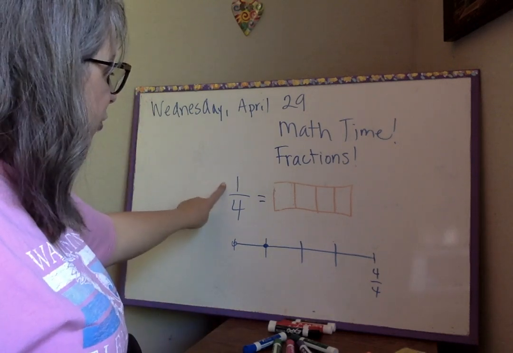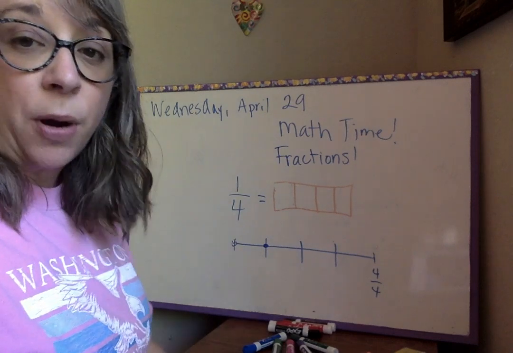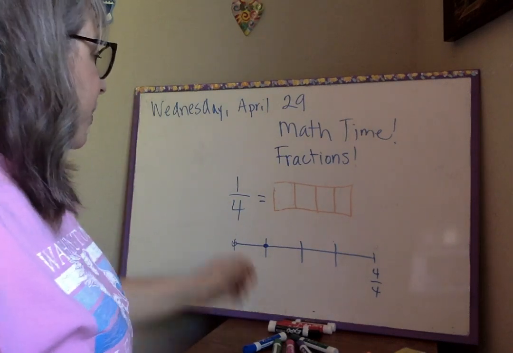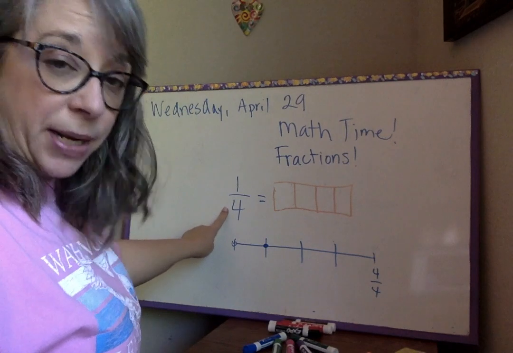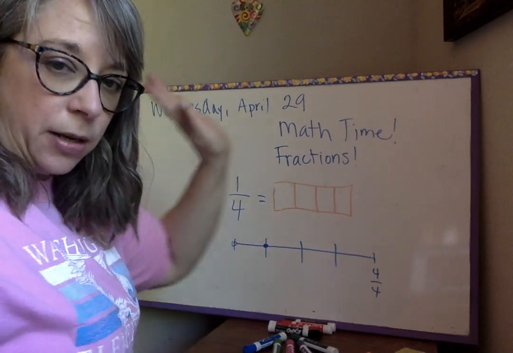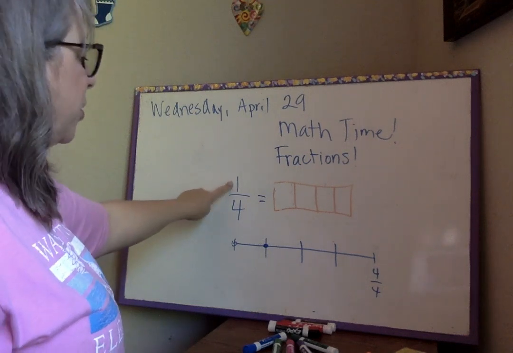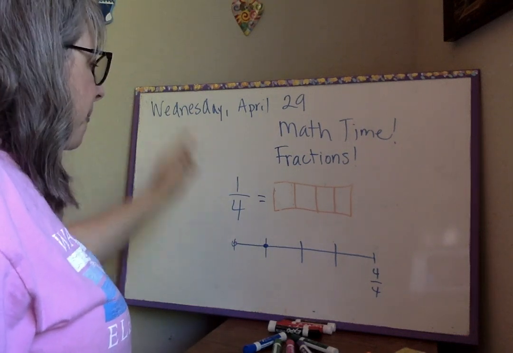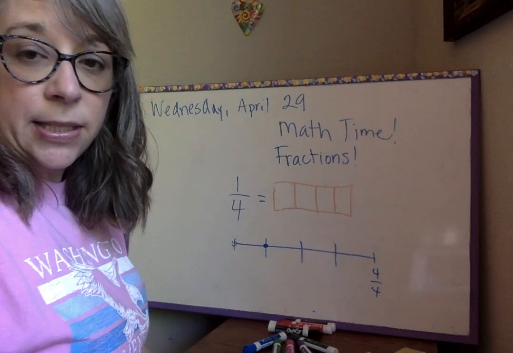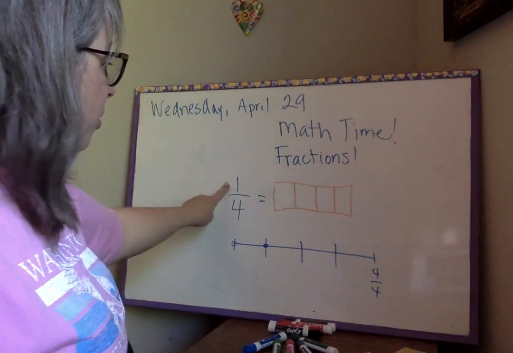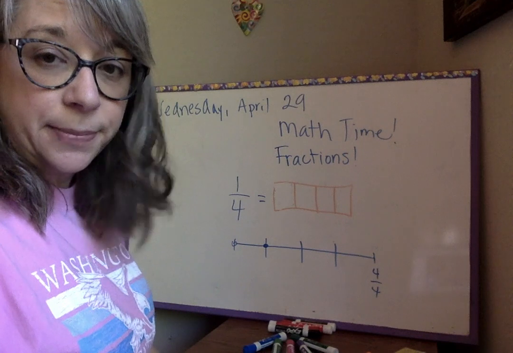So we have this fraction 1/4, and remember, a fraction is part of a whole. This is the denominator. It has to hold up the numerator. So this is the numerator and that's the denominator. Our denominator represents the whole and our numerator represents the parts.